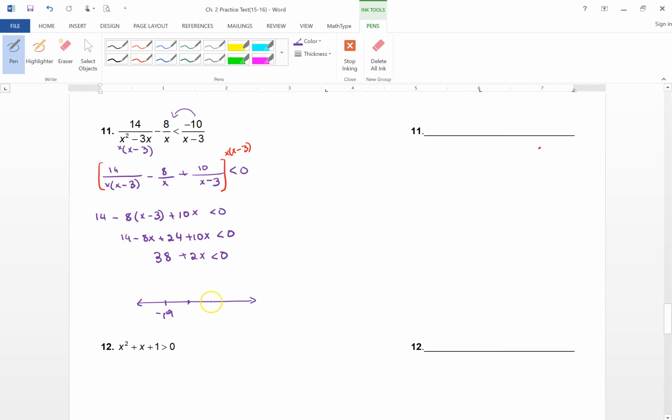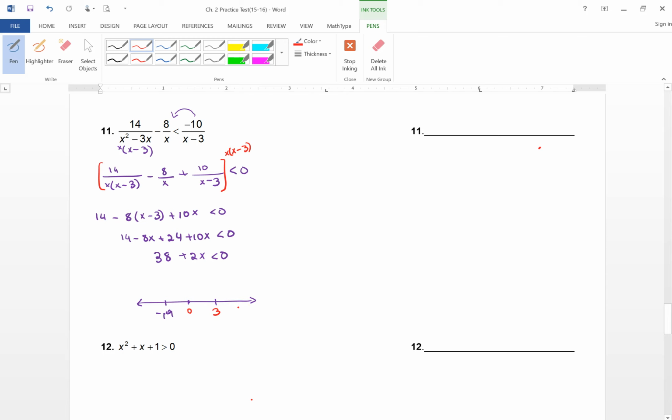What other values do I put here? I put in the values from the denominator, right? So 0 and 3. So here, when you have a denominator, you also have to put in the zeros from the denominator. Okay? So now, we get 1, 2, 3, 4 values.